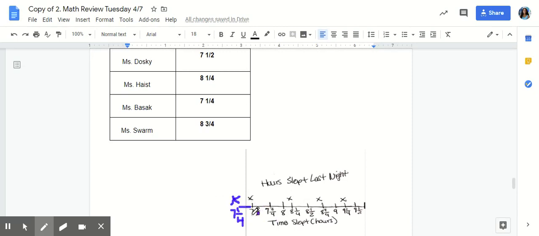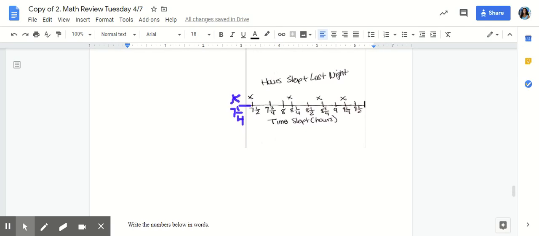So we can see that our line plot is in quarters. We can see that our line plot is in fourths. Then I'm going to add in the teachers. So my X's represent my teachers and how many hours that they slept. So go ahead and check your work, and this is what our line plot would look like.